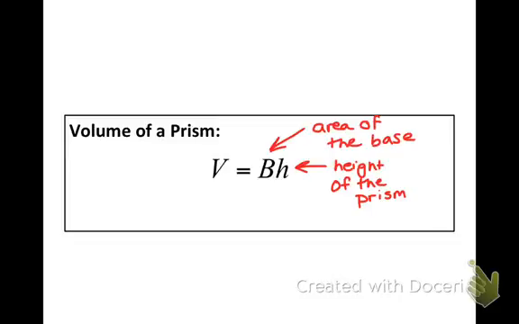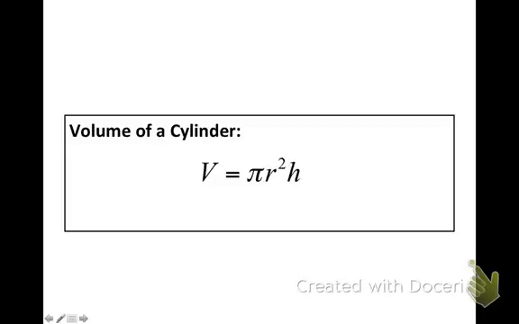So what changes from a prism to a cylinder? The base shape now becomes what? On a cylinder, our base shape is now a circle. So instead of a B, what's going to go in its place? Pi r squared. Good. So our volume formula for a cylinder is volume equals pi r squared h. Do I need to label the r and the h here? Are we okay?